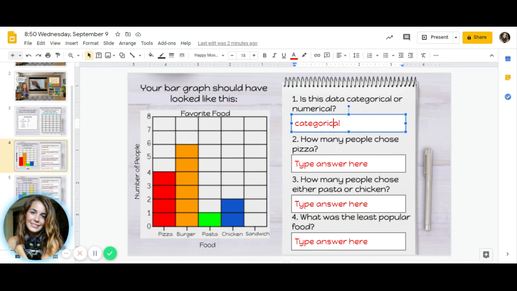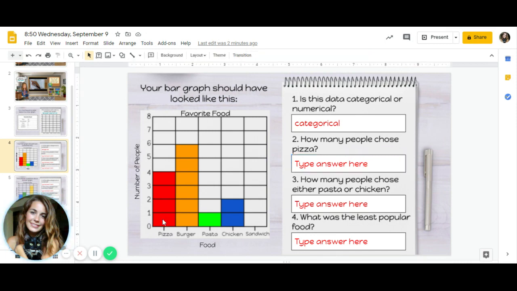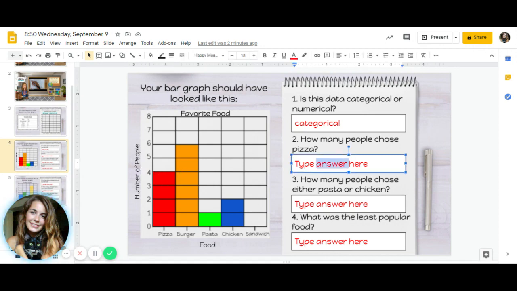The next question says, how many people chose pizza? So we can look at pizza, which is right here, and we can see how high up the bar goes. The bar reaches all the way up and stops at 4, showing me that 4 people chose pizza.